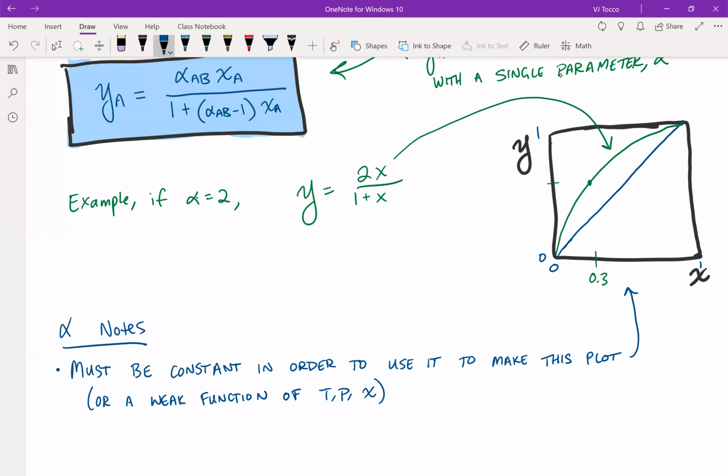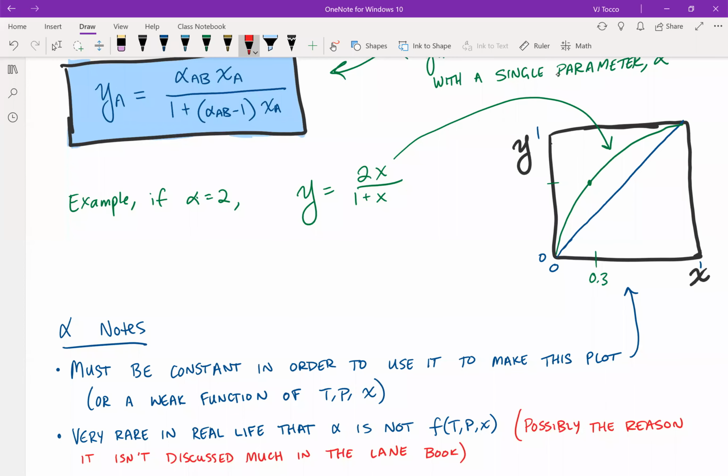So the first note is that if we're using alpha to graph this relative volatility plot, this y versus x plot, it must be a constant value. In other words, I can't have an alpha that is changing with respect to temperature, pressure, or composition. If that's the case, then a graph like this is not going to work because I can't plot it with a single parameter. In real life, this is very rarely the case. So many chemicals do not have a constant relative volatility. And for that reason, I think that is why Alan Lane does not discuss alpha very much in his textbook.